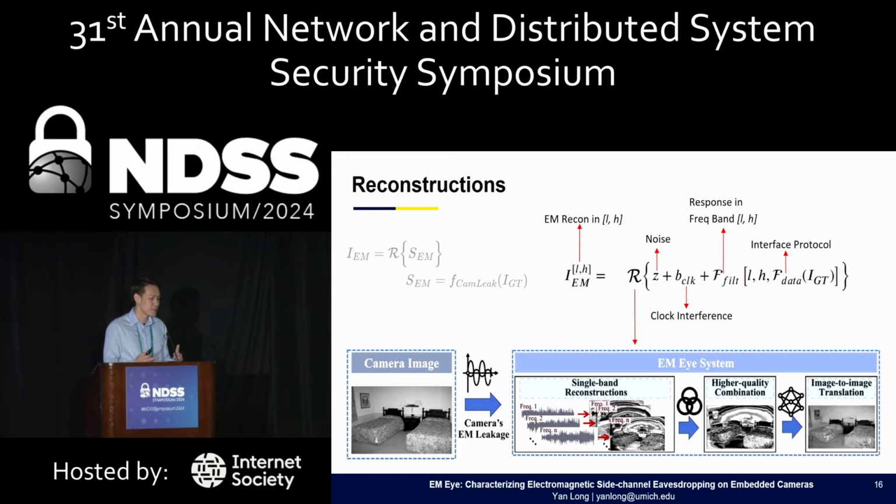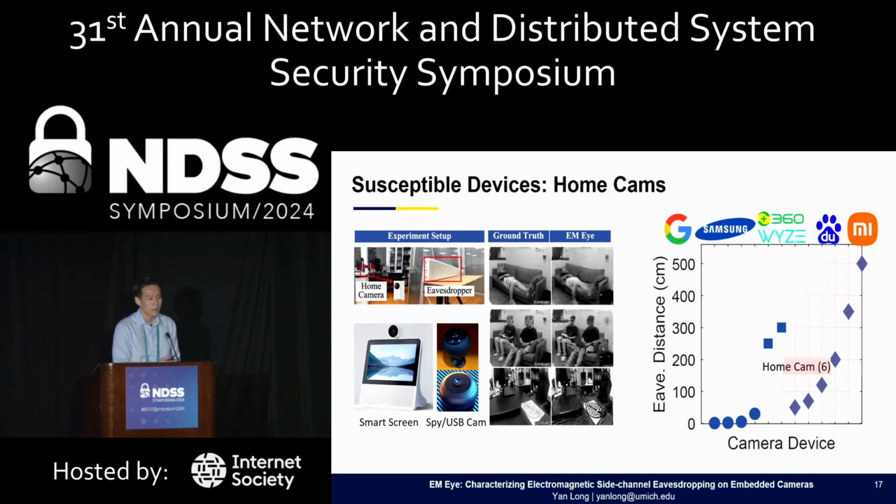But of course, as you can see, we're using a translation network, and it requires a training process, so there will be problems of generalizability. Due to the time limit, I cannot elaborate on that, but I refer you to our paper to find more details on how generalizable this eavesdropping approach is over different types of camera devices and also different environmental factors. All right, finally, here are some interesting evaluation results. Overall, we tested 12 commercial devices that have embedded cameras. And of course, home cameras might be the first thing that we think about.